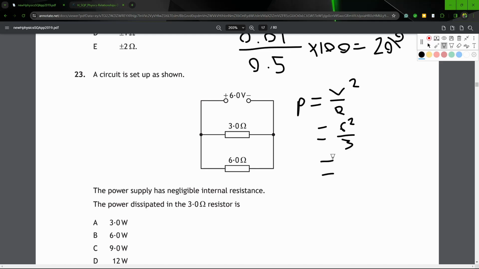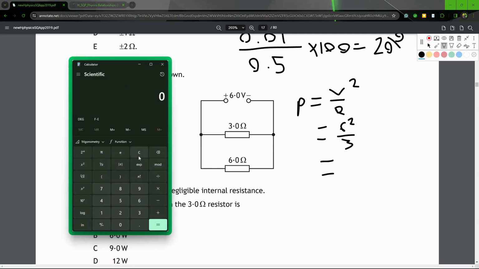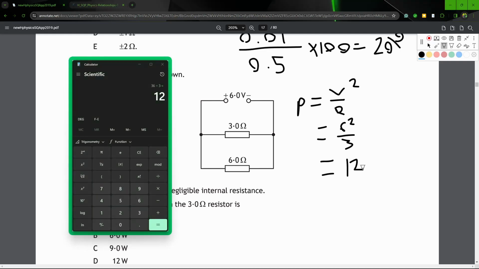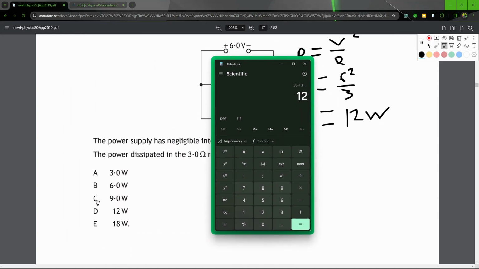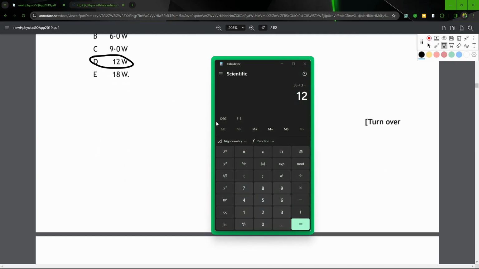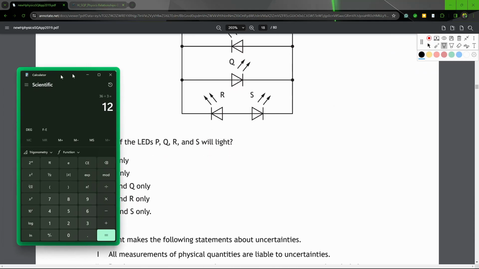So just see 6 squared over 3, which is 36 over 3, so you get 12. If my maths is awful, I don't know what's happening there. So you have 12 watts. And there we go. The answer to that is D, 12 watts. Yeah, remember, folks, trust your calculator more than your brain. It's, you know, made for this.